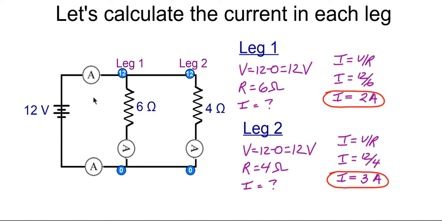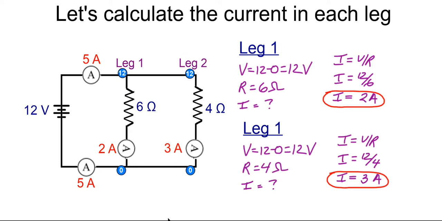Recall in a parallel circuit that the voltage up here at the top of each leg is the same as the battery, 12. It's got to be 0 when it comes back here, so these are 0. So our voltage in both legs is 12 minus 0, which is 12 volts. In leg 1, the resistance is 6 ohms, and we're looking for current. Easy enough to use that formula. Plug in, we get 2 amps in leg 1. The same kind of calculation: we have less resistance here, so the number in the bottom is smaller, and we'll get 3 amps.